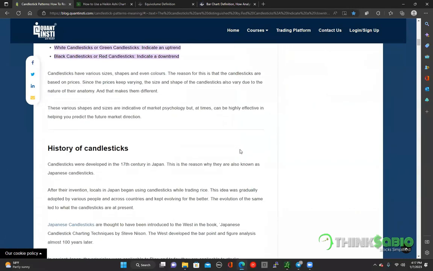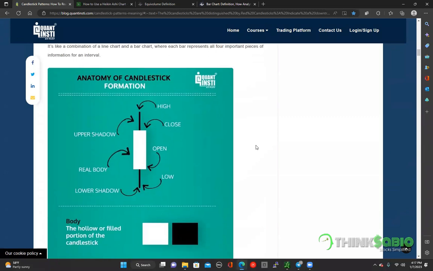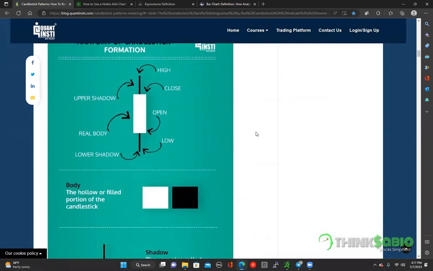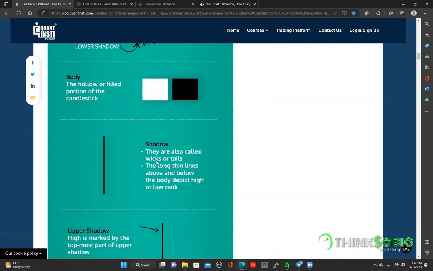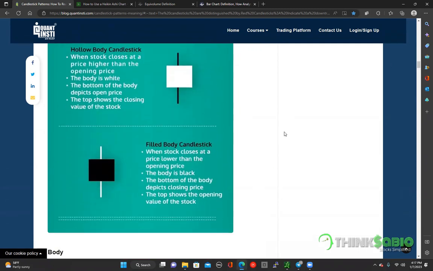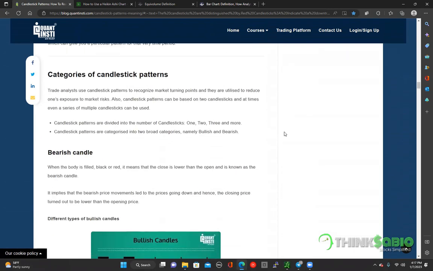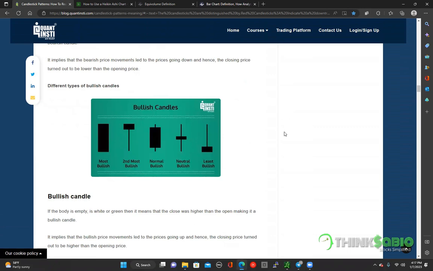And we have basically a lot of candle patterns, and they have given a lot of information on them. They call the upper one the upper shadow and the lower one the lower shadow. They also call it wick or tails. And they basically give a lot of explanation on the same thing that we have gone through.